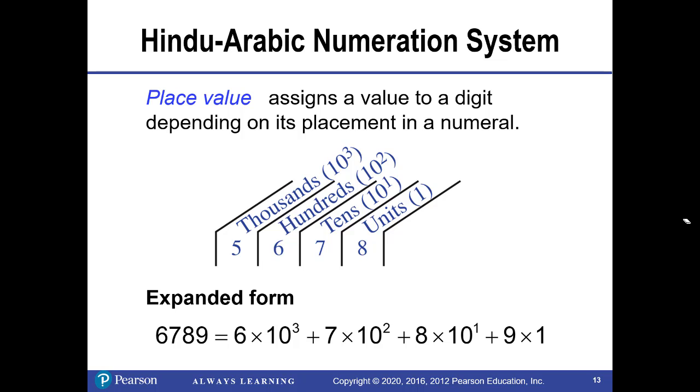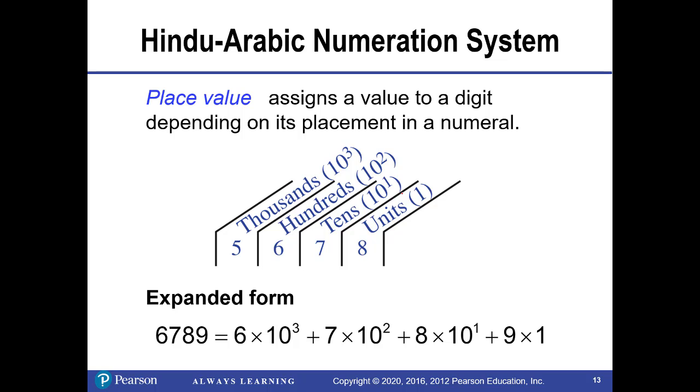So our system uses place value. Place value assigns a value to a digit depending on where it's placed in the numeral. So the digit 5, the value there is 5,000 because it's in the thousands place. If it were in the tens place, the value would be 50. If it were in the millions place, the value would be 5 million.